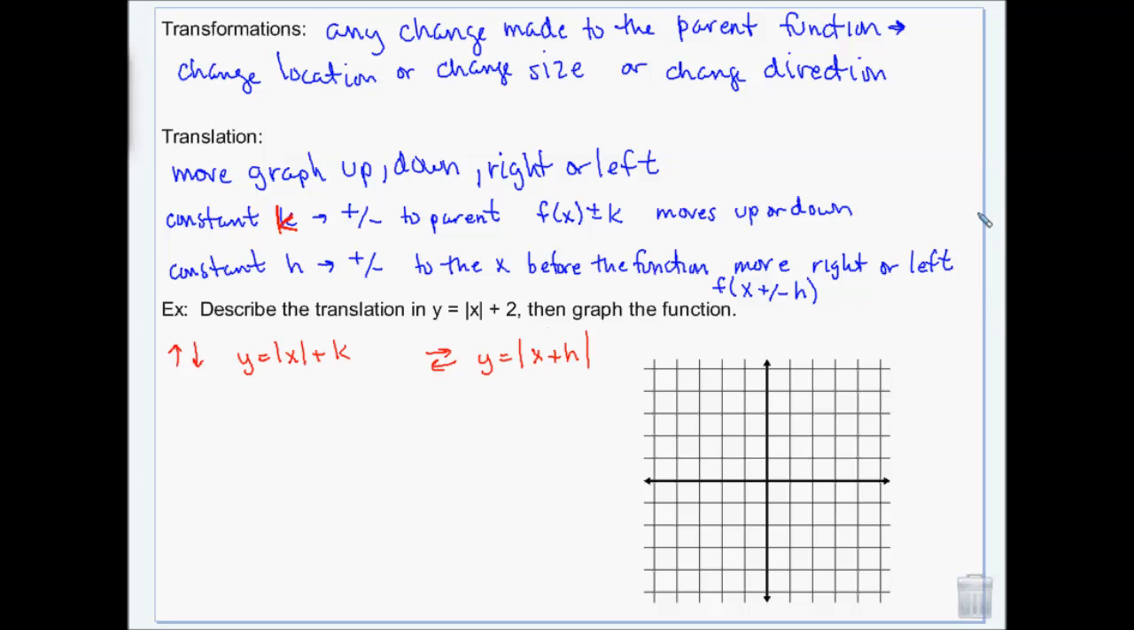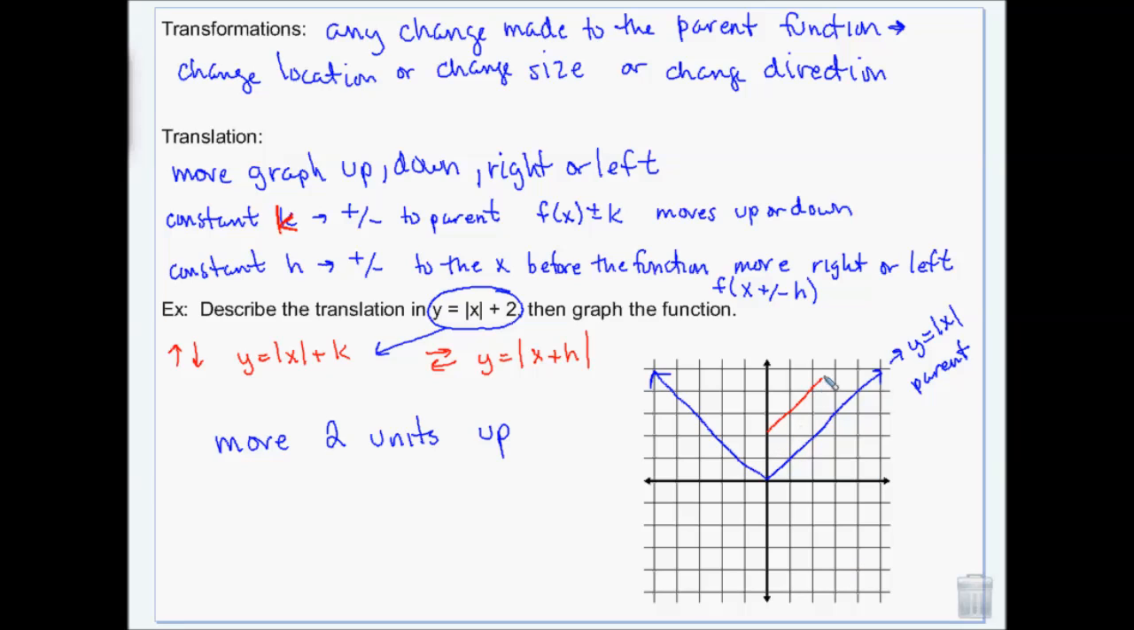So in this instance, we look like that. Our absolute value, it's absolute value of x, and then we're adding 2 to it. So what this means is I am going to move 2 units up. Okay, so here's what my normal absolute value looks like. This is just y equals absolute value of x. This is the parent. Okay, my new graph, I move 2 up. And this is y equals absolute value of x plus 2. So that's my translation. I moved 2 spaces up.